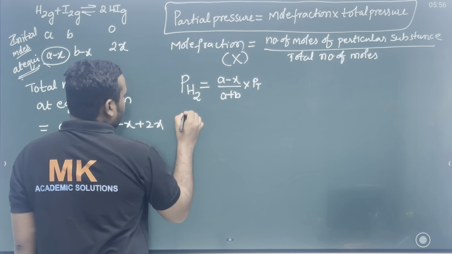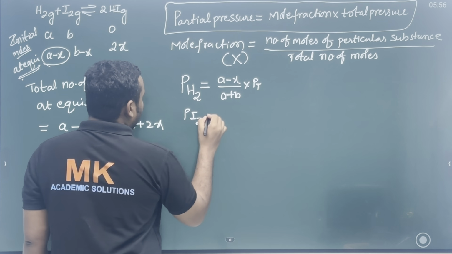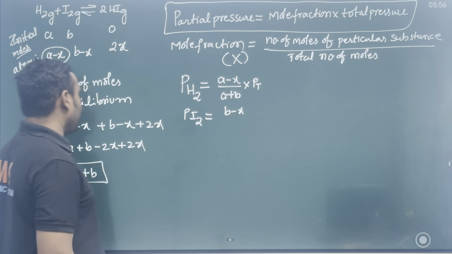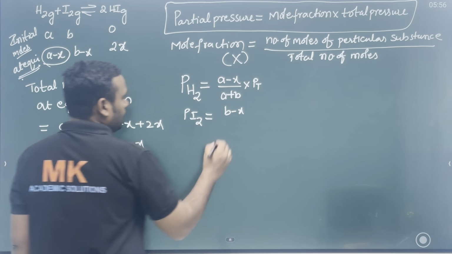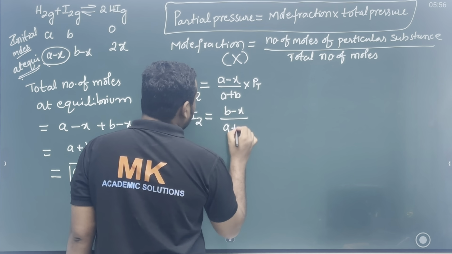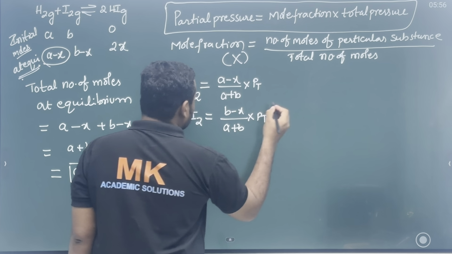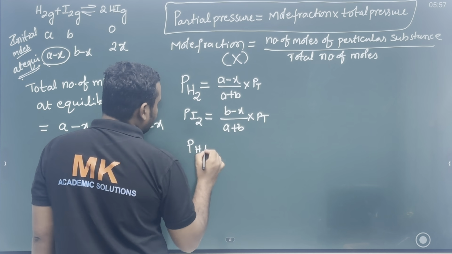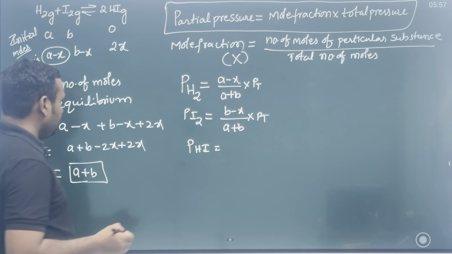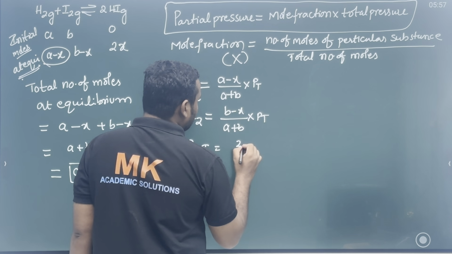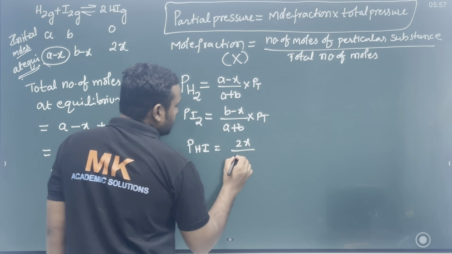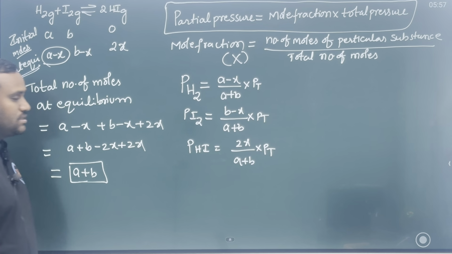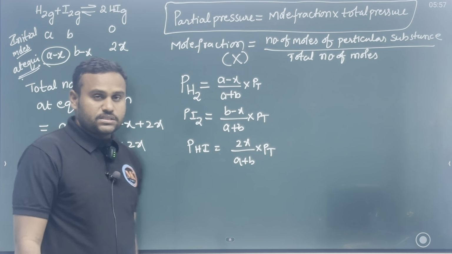Next, in the same manner, partial pressure of I2. Partial pressure of I2 is equal to what? B minus x is the number of moles of I2 at equilibrium, and A plus B is the total number of moles, into PT, total pressure. Next, partial pressure of HI at equilibrium: the number of moles of HI at equilibrium is 2x, by A plus B into PT, total pressure. So these are the partial pressures of different substances at equilibrium.